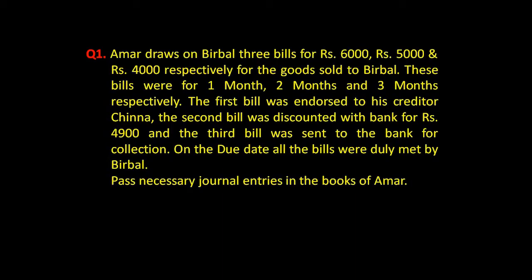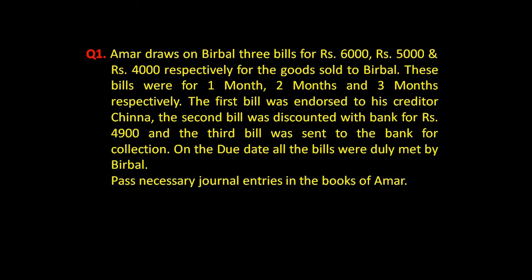The question reads, Amar draws on Birbal 3 bills for rupees 6,000, 5,000 and 4,000 respectively for the goods sold to Birbal. One thing we need to understand is, because Amar draws, Amar becomes the drawer and Birbal is the drawee. And we can see that there are 3 bills. Always remember, if there is more than 1 bill, we need to number the bills. Like here for Amar, it will become bill receivable 1, bill receivable 2 and so on.